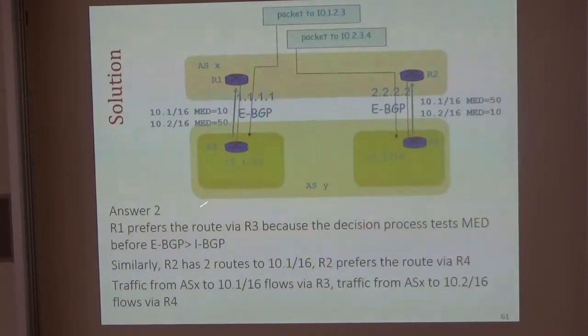It would be the route via R2 if there would be no MED, but the MED is tested before BGP here in the decision process. Right? So you see that the MED attribute is one that is really deeply entrenched in BGP because it's encoded in the decision process.